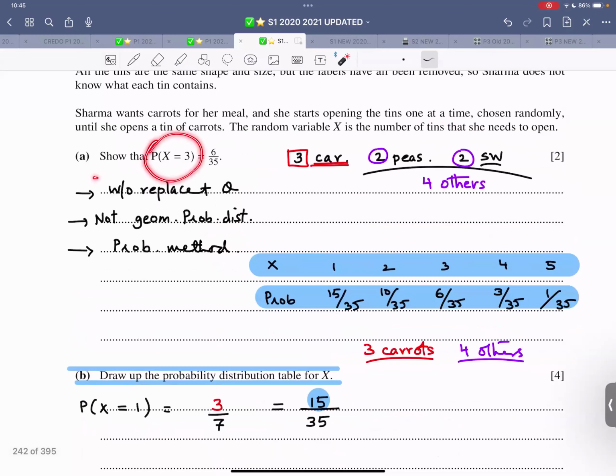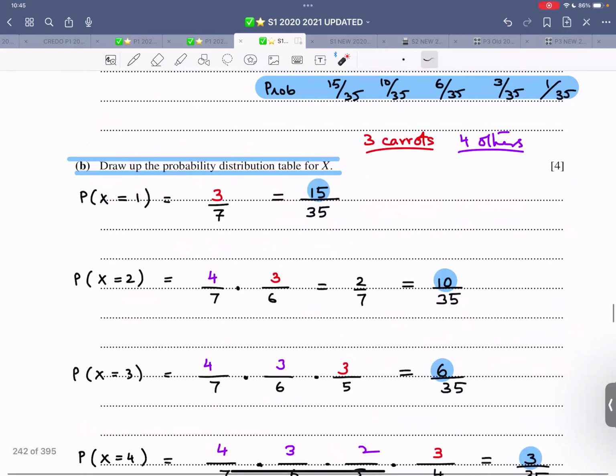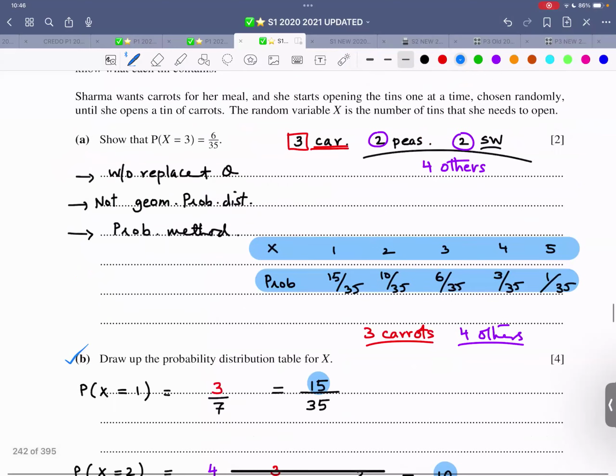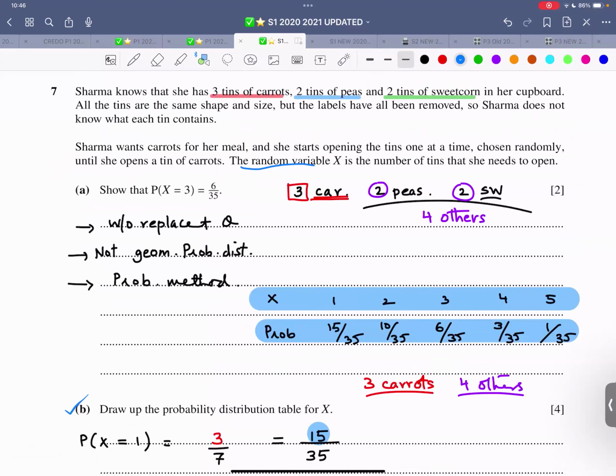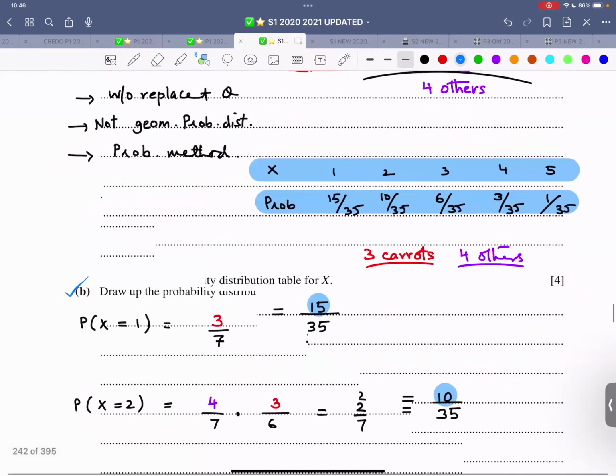Now, first part, show that P(X = 3) is 6 over 35, for 2 marks, and then 4 marks for drawing the probability distribution table. So those people who study with me on a regular basis are aware of the fact that when such a scenario comes, I first focus on the main thing, that is, draw up the probability distribution table. The random variable X is the number of tins that she needs to open. And the focus is on getting the carrot.